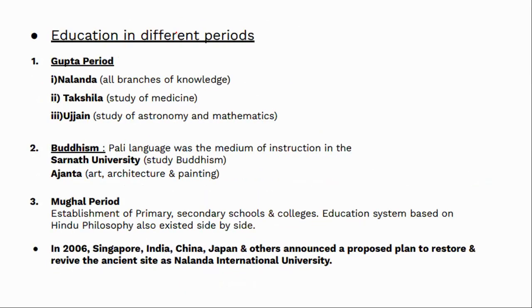Not only this, one basic question comes from the different education periods. Like in the Gupta period we saw Nalanda as a branch of knowledge, Takshila as the study of medicine, Ujjain as the study of astronomy and mathematics. In Buddhism, we had Pali as a medium of instruction, Sarnath University where the study of Buddhism took place, and Ajanta in the form of art, architecture, and painting. In the Mughal period, schools and colleges, the education system was based on Hindu philosophy, as well as, in 2006, the international system of education plan.